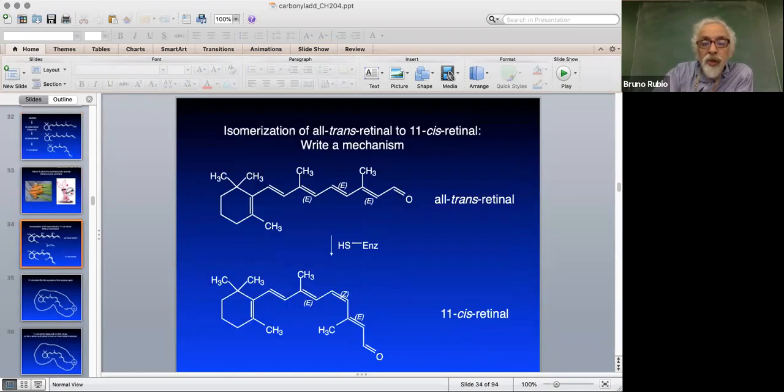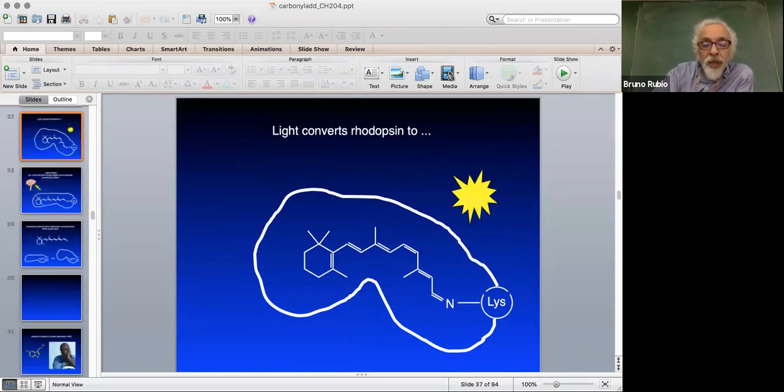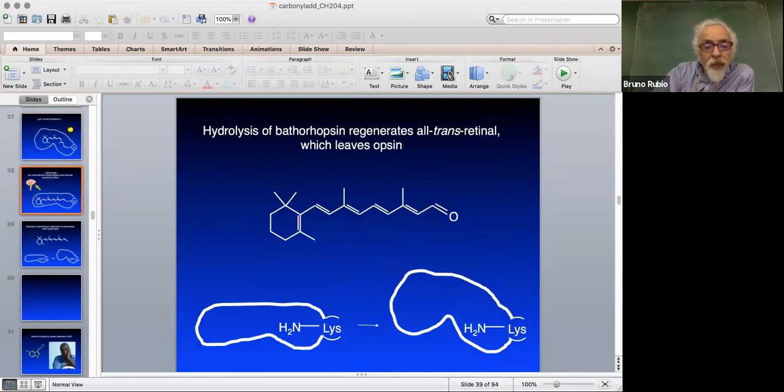And this is how you see. This is the biochemistry of vision. And you can imagine that all of these steps are happening at a huge, huge rate, millions of times per second. The refresh rate of your eyes is extremely fast. It's on the order of microseconds, a millionth of a second.